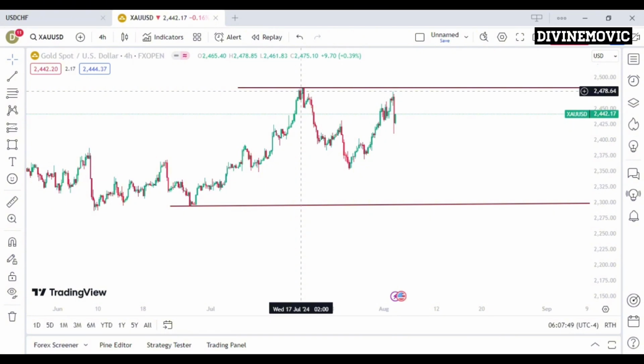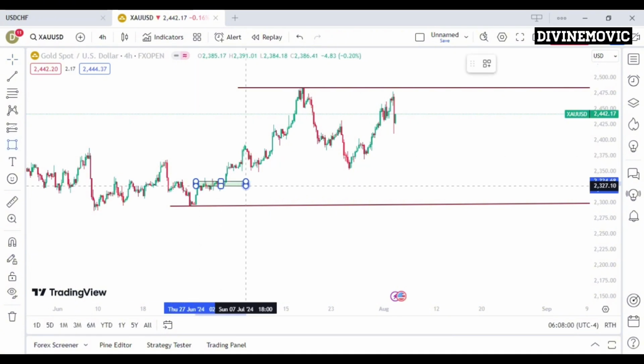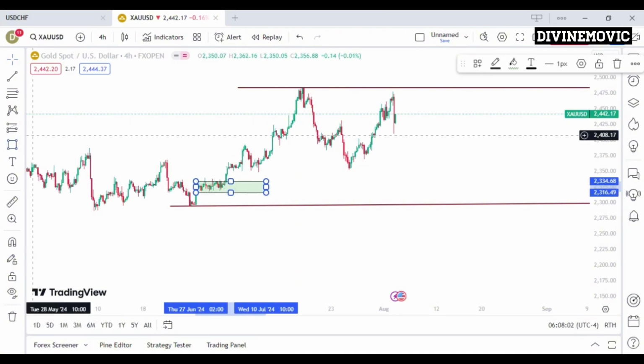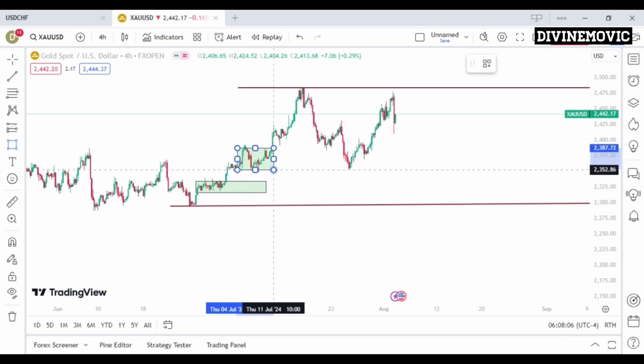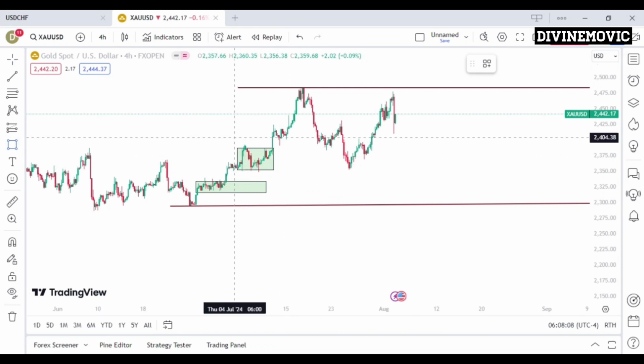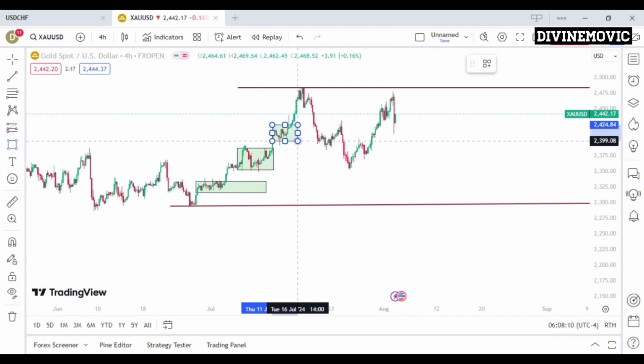Now, for us to know where we're going to buy from or sell from, we want to simply understand where there is a supply zone and where there's a demand zone. Now, in this scenario, if we identify the demand zones here, we can see that this point here is a demand zone, right? Here is also a demand zone. Here's a demand zone, and here is also a demand zone, right? This is where the demand zones are.